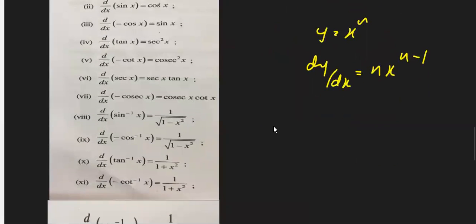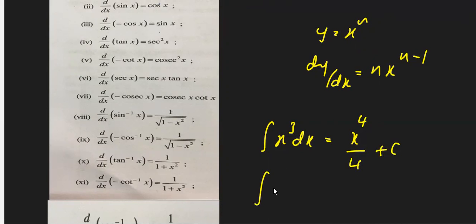For example, integral x to the power 3 dx. This actually increases the power by 1, that is x to the power 4 divided by the same number plus c. Suppose you have integral x dx, x means x to the power 1. So if we increase the power by 1, this becomes x to the power 2 divided by 2 plus c, where c is the constant of integration. So such type of integrals are called indefinite integrals. So for all the answers of the indefinite integral, you have to attach the constant of integration, that is c.